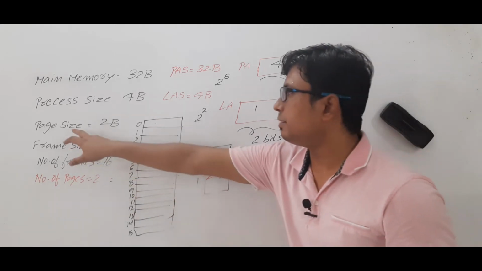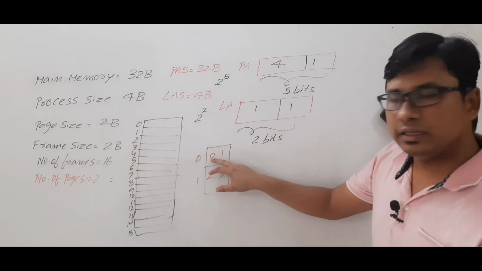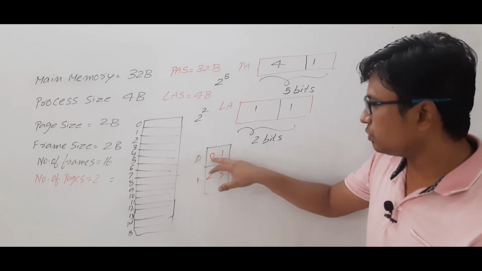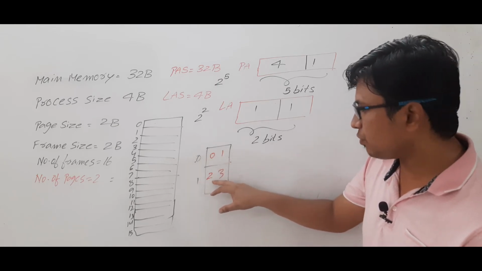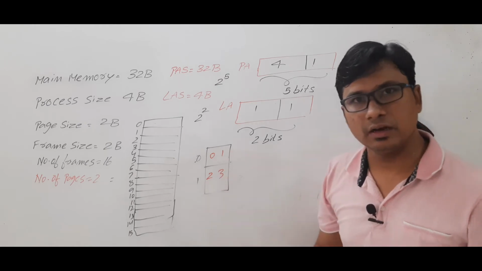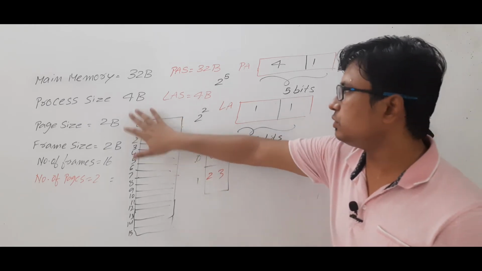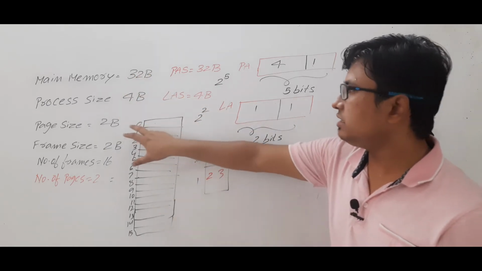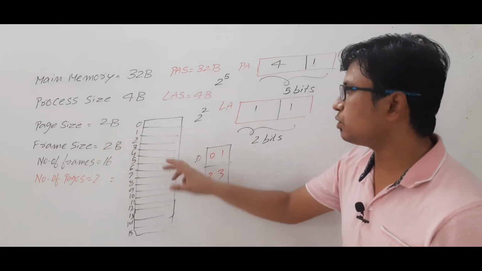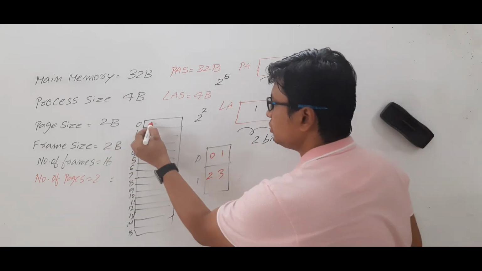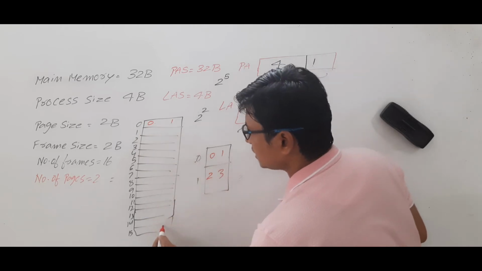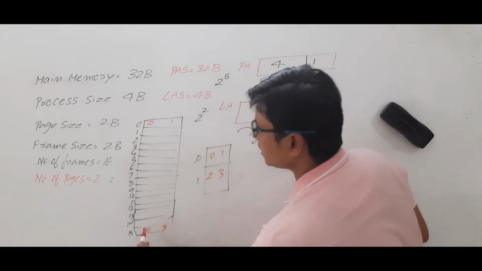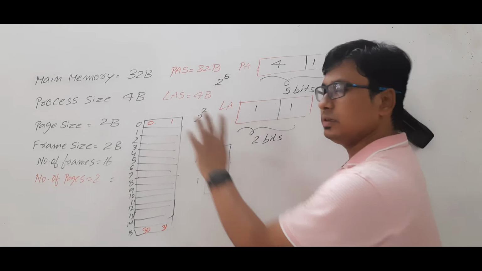And if you see, the page size is 2 bytes. So in page number 0, you have 2 bytes. In page number 1, you have 2 bytes. Is it clear? So totally you have 32 bytes and each frame will have 2 bytes. So totally you will have 0 byte to 31 byte. Are you able to understand?